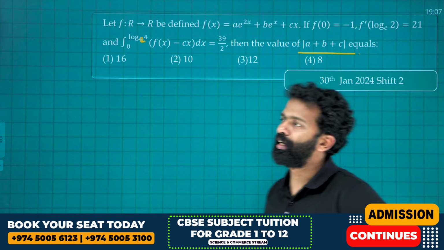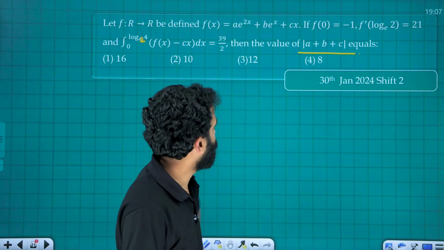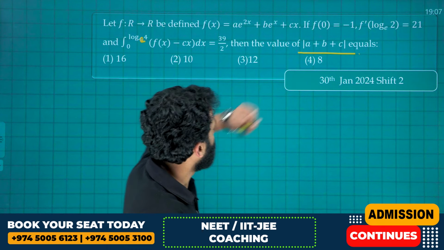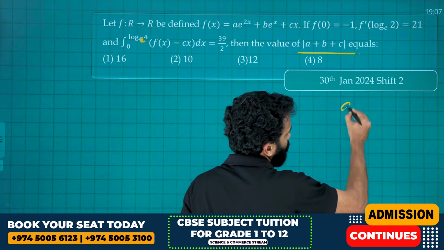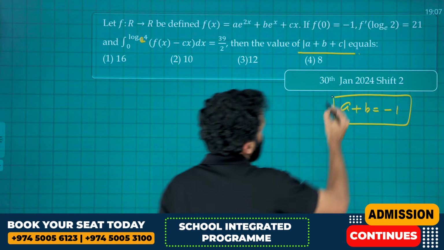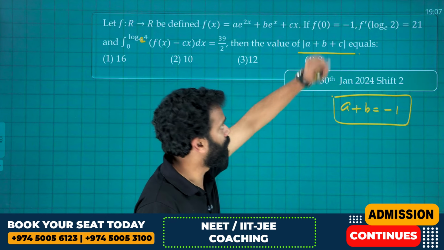Okay, from these three data, we need to formulate the value of a plus b plus c. So what can we do first? Let's substitute the value of 0 over here, and you should get minus 1. Therefore, a plus b is equal to minus 1. That is data number 1: a plus b is equal to minus 1. Equation number 1. If you substitute 0 over here, it will be a plus b, and that should be equal to minus 1.